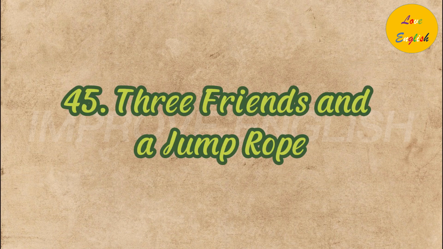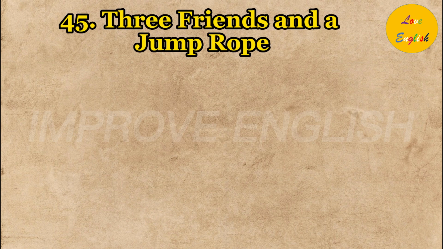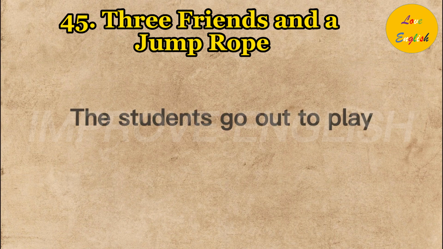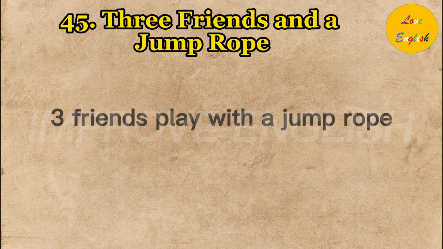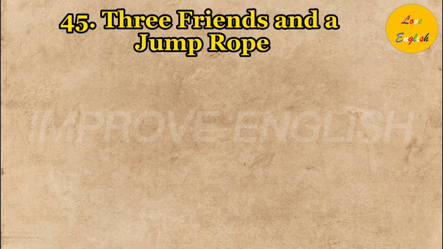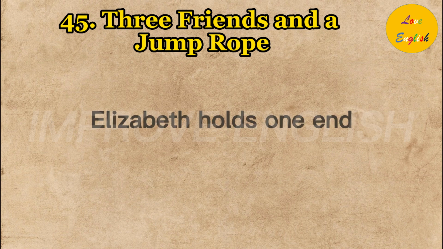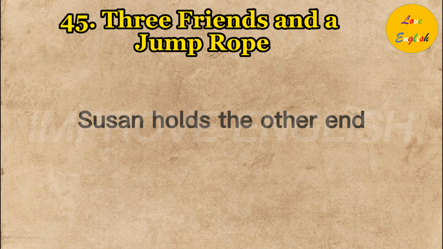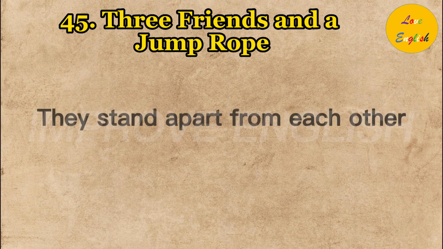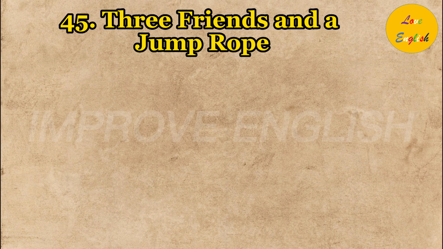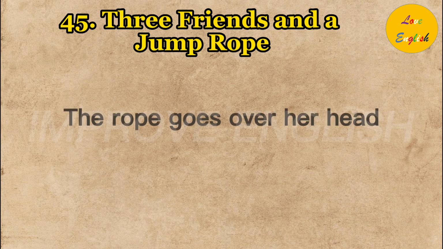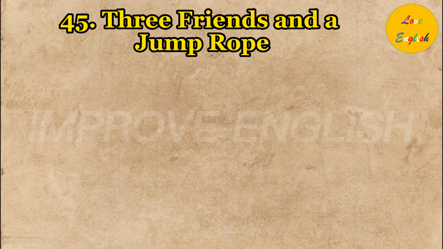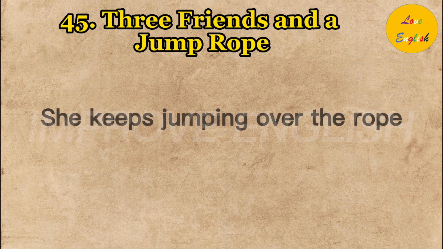45. 3 friends and a jump rope. It is break time. The students go out to play. 3 friends play with a jump rope. Elizabeth holds one end. Susan holds the other end. They stand apart from each other. They swing the rope. Maria jumps in. The rope goes over her head. She is good. She keeps jumping over the rope.